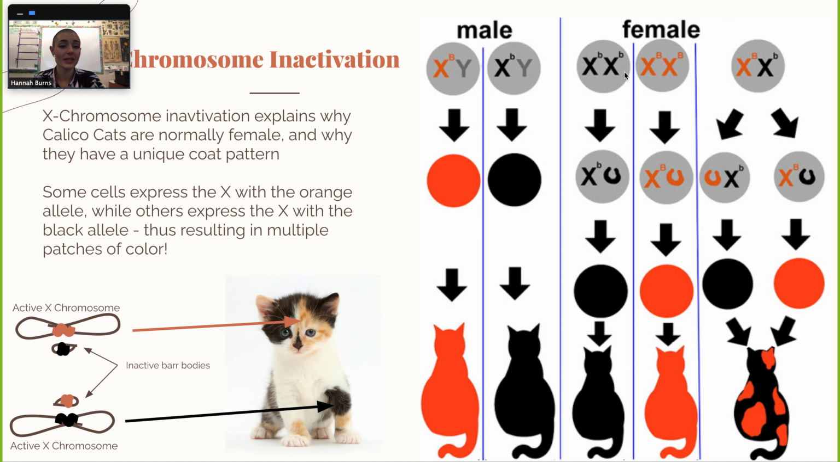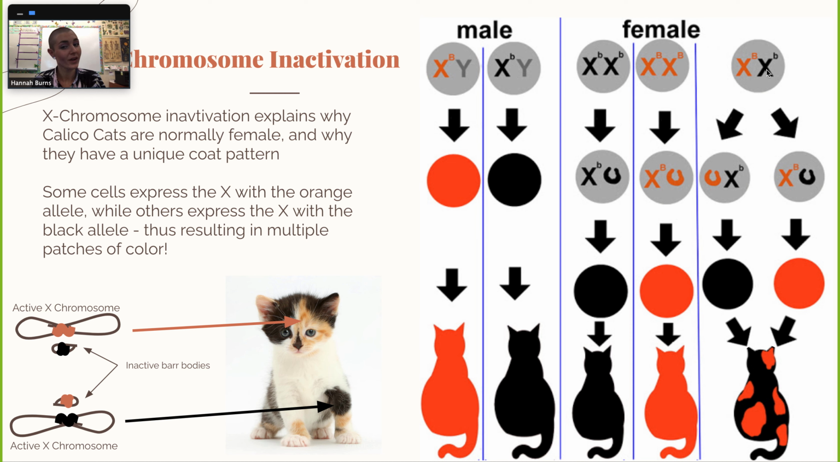But then if we look here, this female has two X chromosomes that each have black alleles, and one of them is inactivated, but the other one is still for black, so we have a black cat. Same thing here, both alleles are orange, one of them is inactivated, but because the other one's still orange, then we have an orange cat.